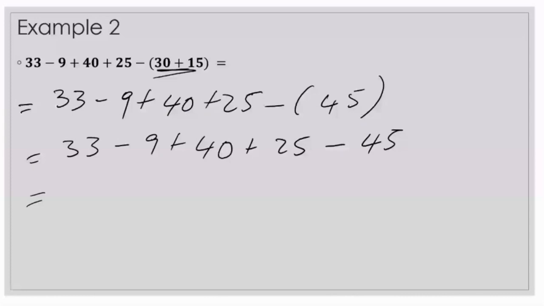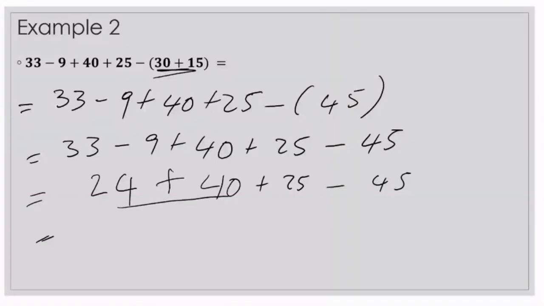Okay, so now I've got 33 minus 9, which is going to be 24. It will depend on whether your brain cells can do calculations with so many numbers at once. And then you've got plus 40, plus 25, minus 45. Remember, you are moving from left to right. Then 24 plus 40 is going to be 64.